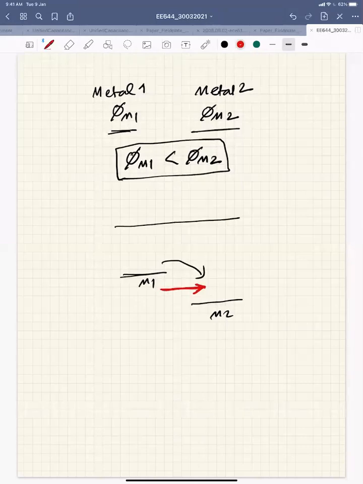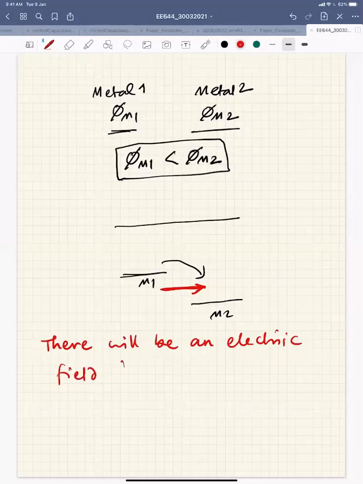So because in the equilibrium condition I don't want any current flow, automatically an electric field will develop. If you bring these two metals together, there will be an electric field which is always from the low work function metal to the high work function metal, right? So basically, when you bring them together, there will be an electric field from low work function metal to high work function metal.